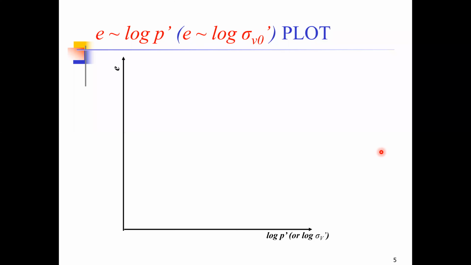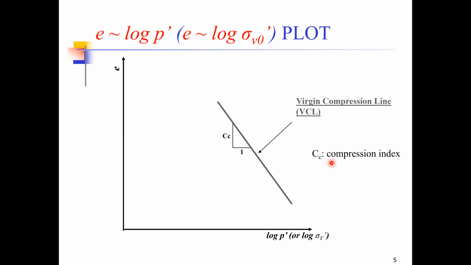So we have seen that the trend is a straight line typically, and the slope of this line is what we call the compression index. Now, this line is generally called the virgin compression line. Why so? Because this line represents the soil behavior in which the soil, in its entire loading history, is being compressed for the first time. So this is why it is called the virgin compression line.